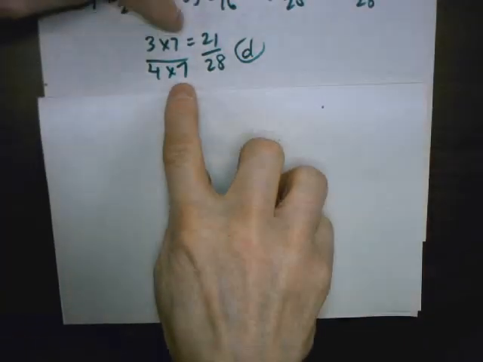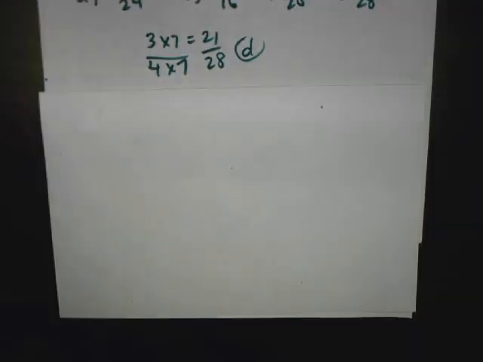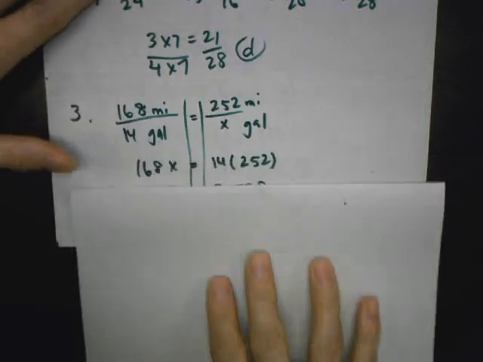So we see how we multiply this by the same number, top and bottom. That's what it means, proportional. That's why D is proportional and the others are not. Problem 3 says a van travels 168 miles on 14 gallons. At that rate, how much gas will it need to travel 252 miles?